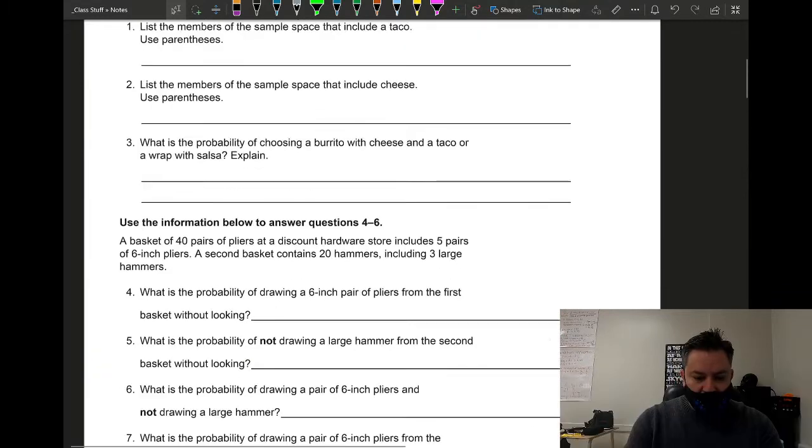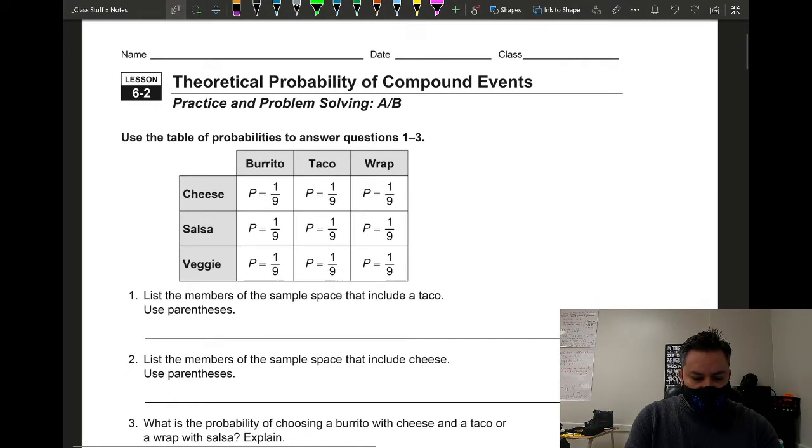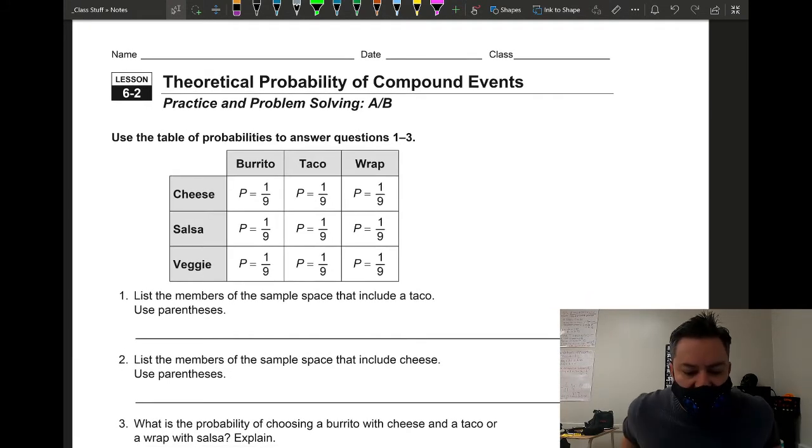This is actually the assignment that I gave the students. Let's go over this real quick. It says we have a table. It says use the table of probabilities to answer questions 1, 2, and 3. And apparently we have burritos, tacos, or wraps with either cheese, salsa, or veggies.